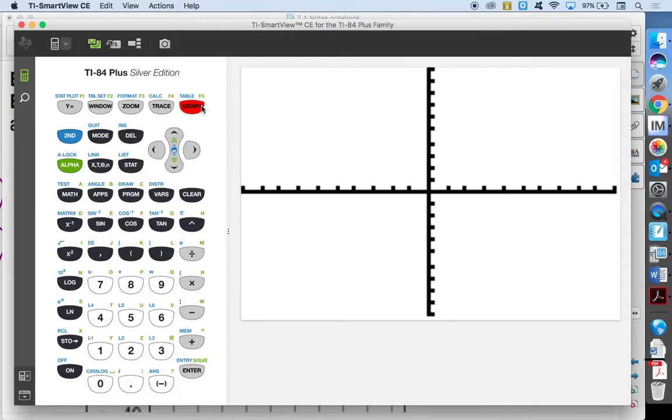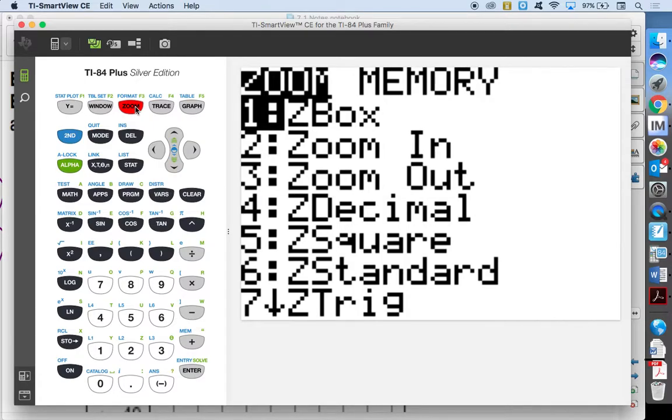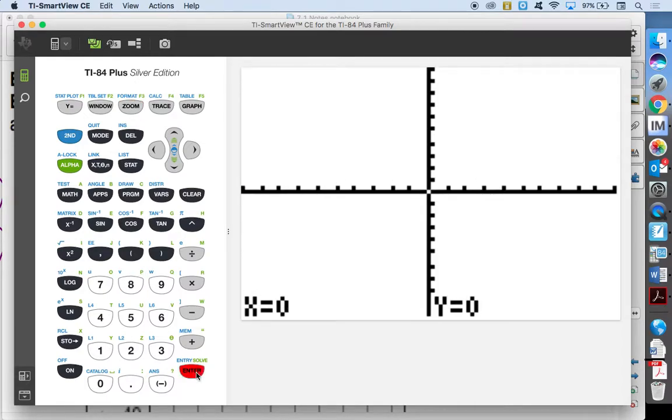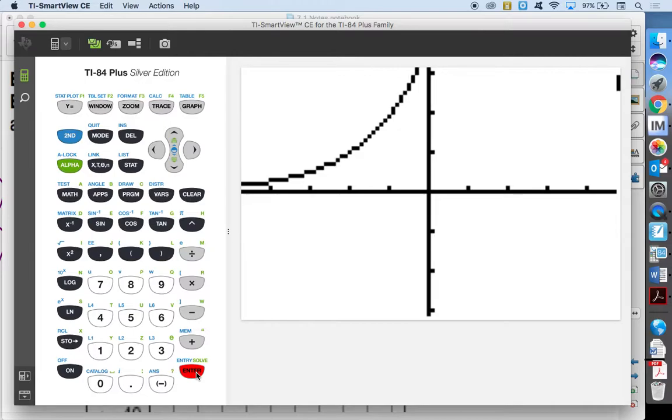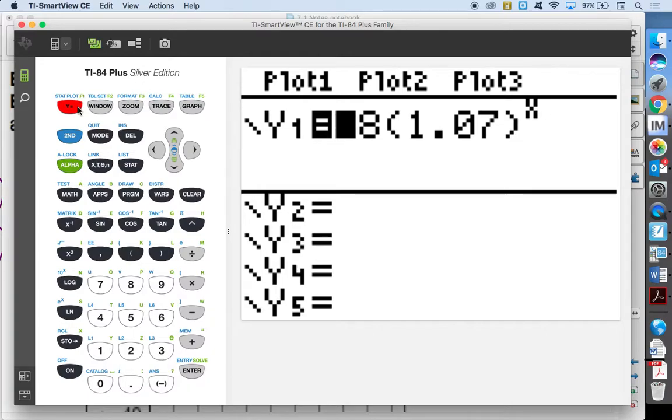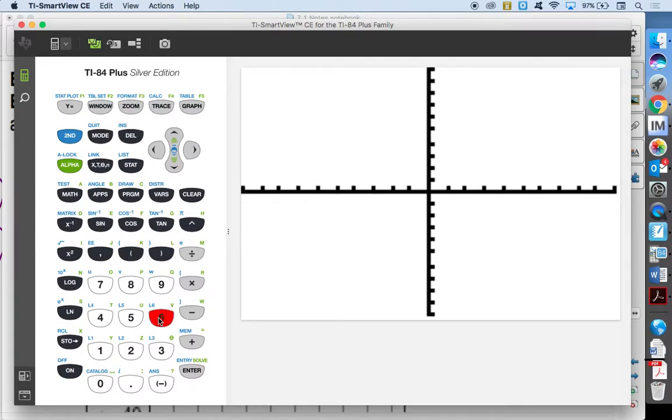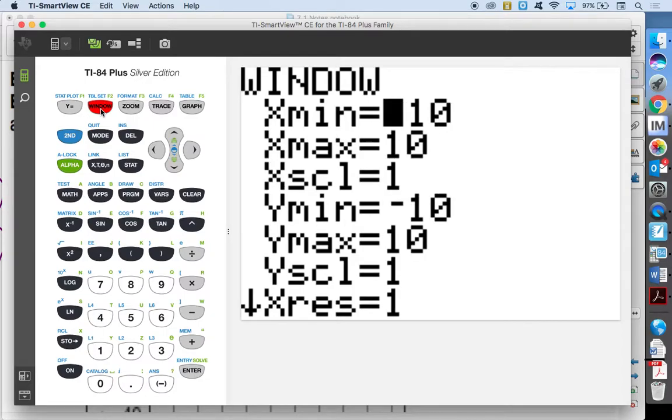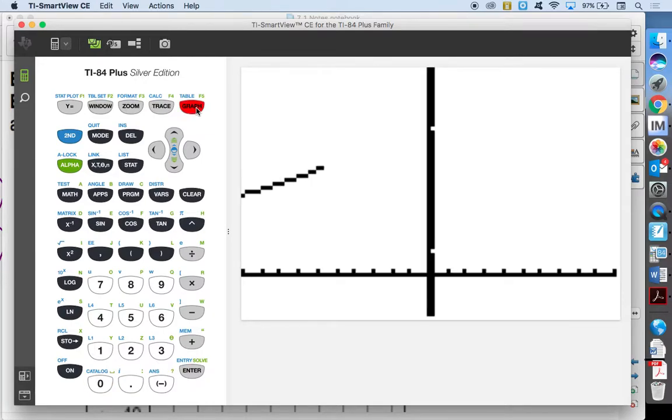Did anybody get a graph? I got part of it. You can zoom and then fit. What number is that? 8? Is that 8? Mine is zero. There it goes. That's not right. Change the windows. There we go. Okay, there it is.